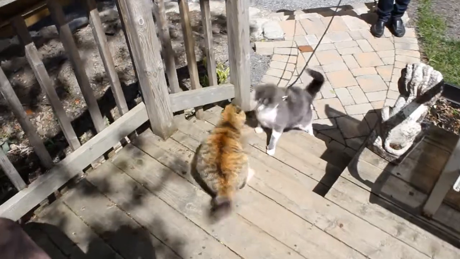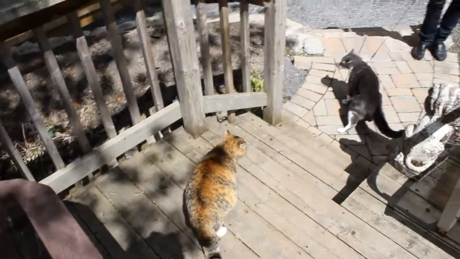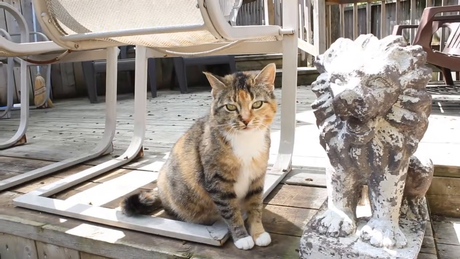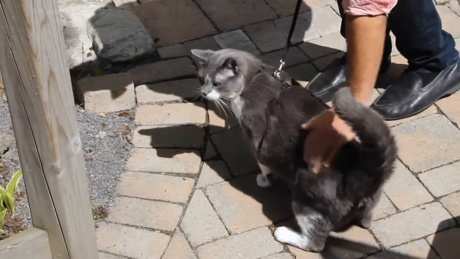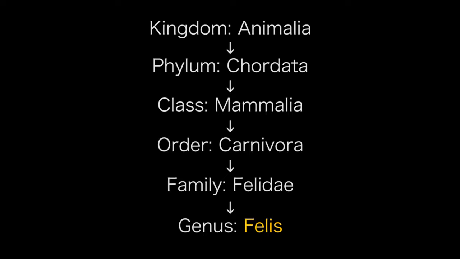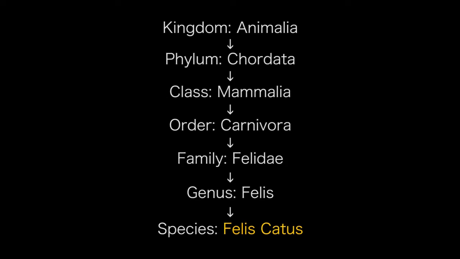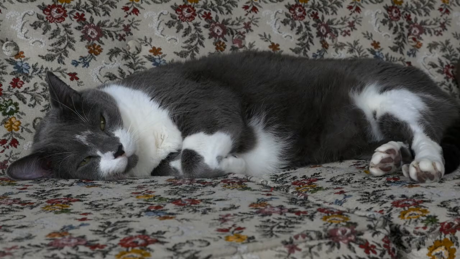The Felidae are the cats. So house cats are more closely related to lions than they are to wolves. And finally, we break them down even further into the genus Felis and the species Felis catus. That's the unique binomial. We call it a binomial name because there's two parts, Felis and catus. Felis catus is the house cat.